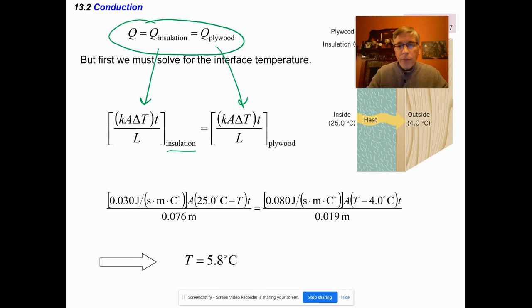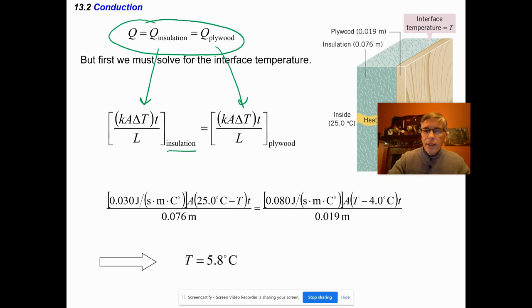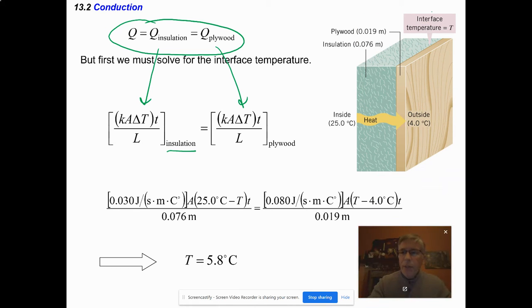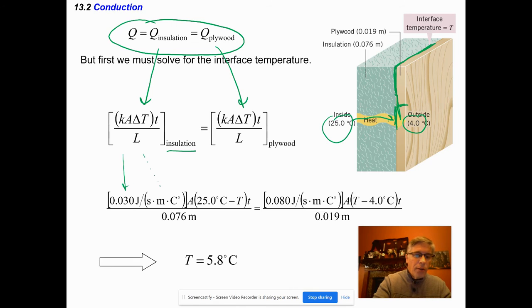Well, what we're going to actually find, and I'm hiding it right now, is this interface temperature. What is the temperature at this interface between these two materials? I know it's 25 to 4 overall, but across just the insulation, what is the temperature difference? Across the plywood, what is the temperature difference? So I can plug in all my information here. I know the thermal conductivity, I know the area, and I know the change in temperature and the time. But here's one of the things: if you notice, they didn't actually put in the area or the time because they're the same. So I can actually cancel out the areas.